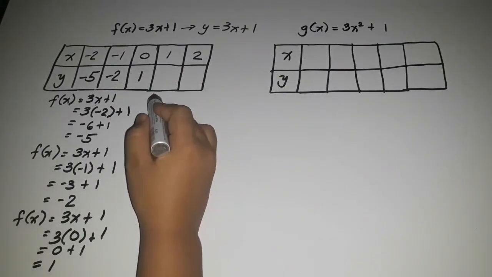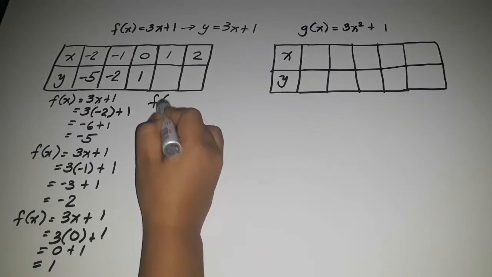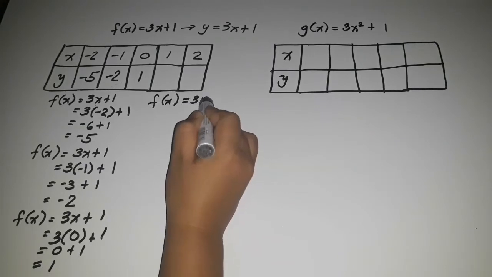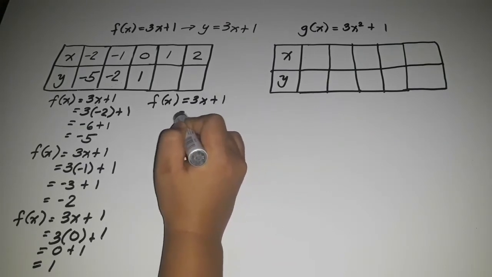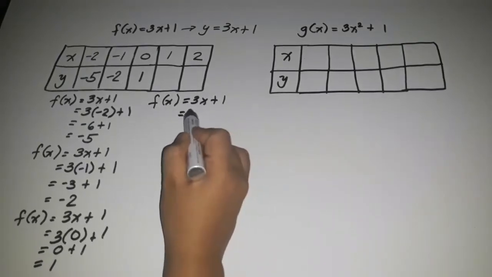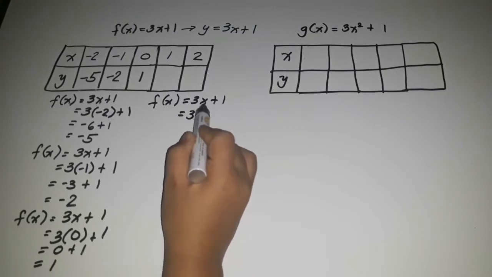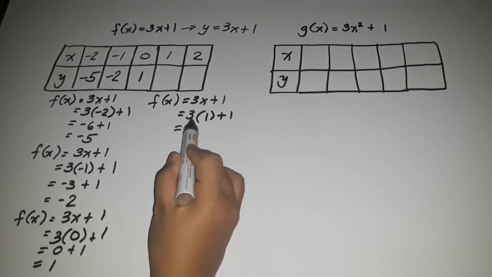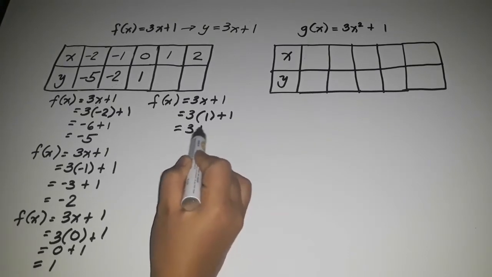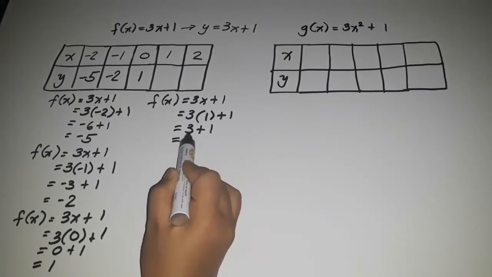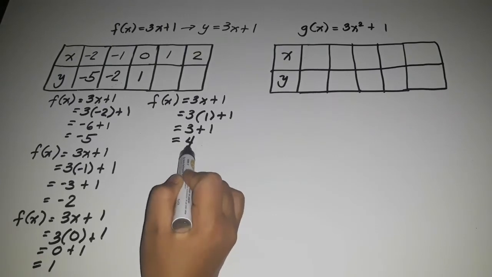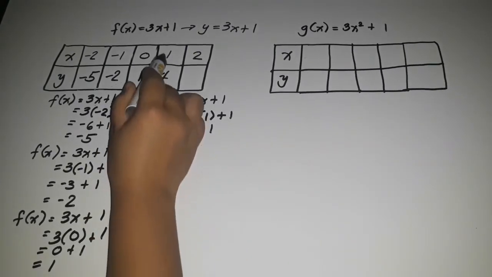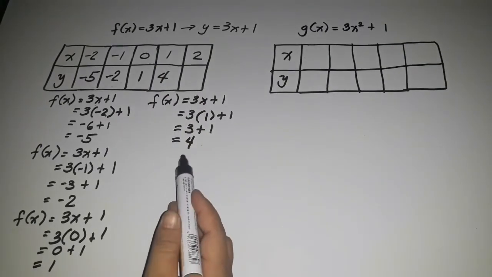Next, find the value of y when x is 1. We have 3x plus 1 equals 3 times, ang value ng x is 1 plus 1. 3 times 1 is 3 plus 1. Therefore, 3 plus 1 is 4. Ang value ng y is 4 kung ang x is 1.